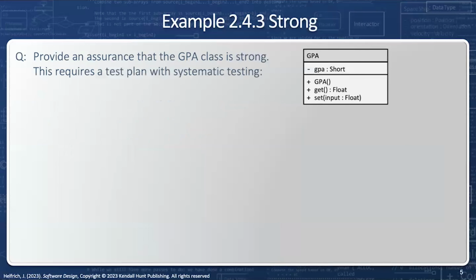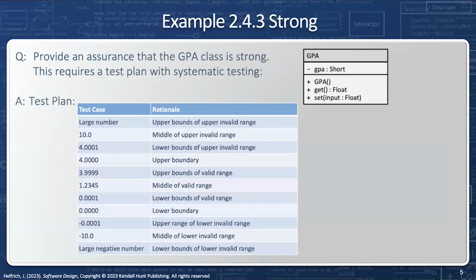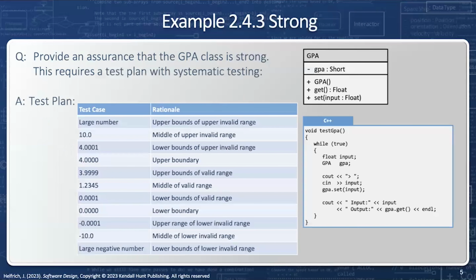All right, next is strong. So for strong, I'm going to have to come up with a systematic test plan. And so I'm going to take a look at some typical cases, some error conditions, some boundary conditions. And once I have all these, then I'm going to create a function that is going to allow me to run through all these test cases in succession. Now, once I've run through all these test cases, then I can establish a strong level of robustness.